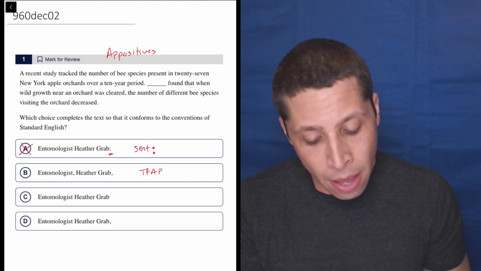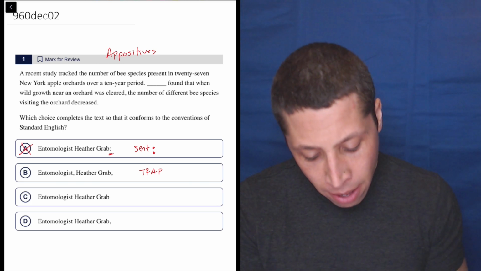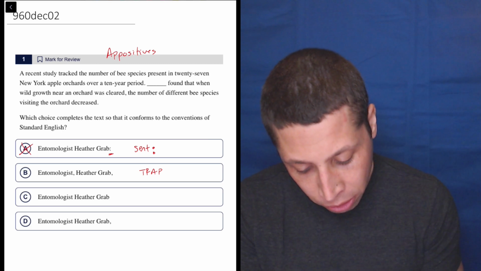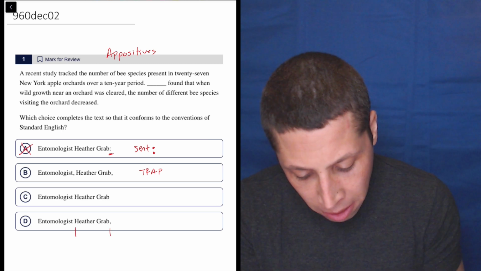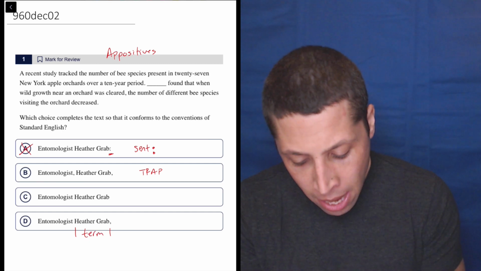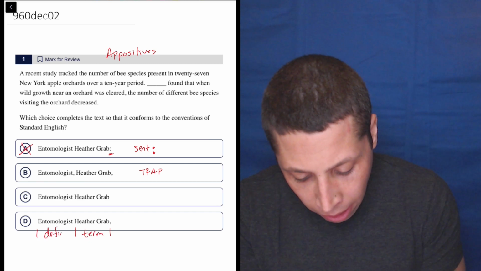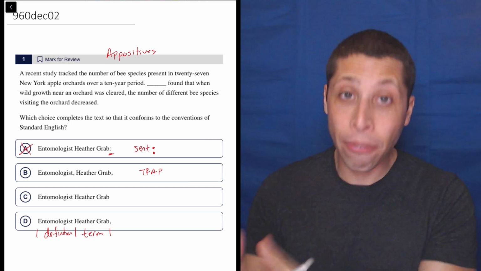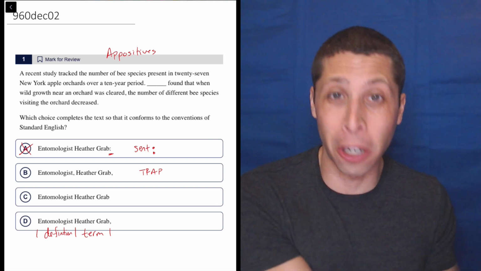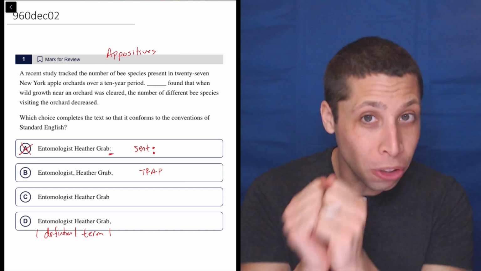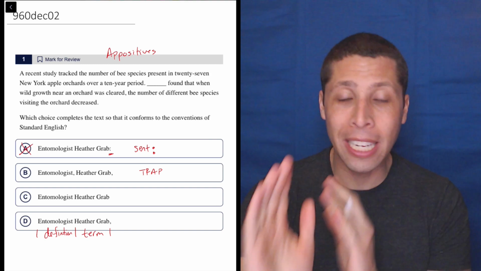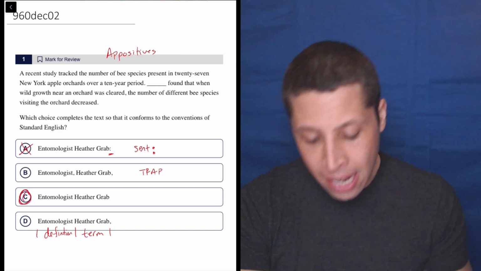This is a trap. The reason is what I call the term and the definition. The term is the person here. That's the thing, and we are defining Heather Grab as an entomologist. So when the definition comes before the term, we don't usually want commas. Unless the definition is very, very long, we want to keep it without any commas. So choice C is the answer here.